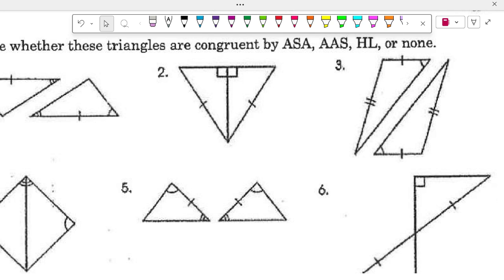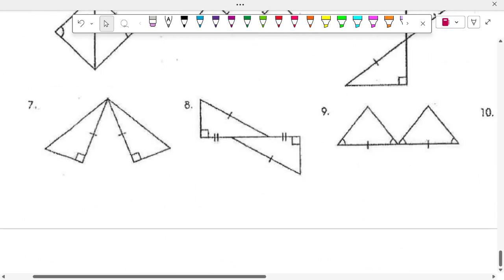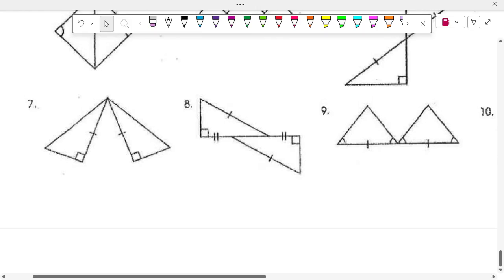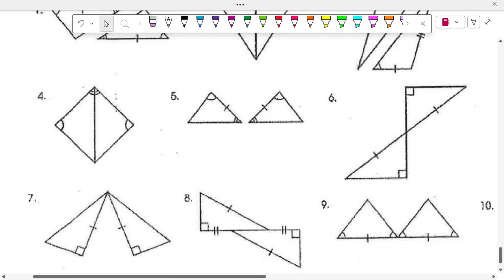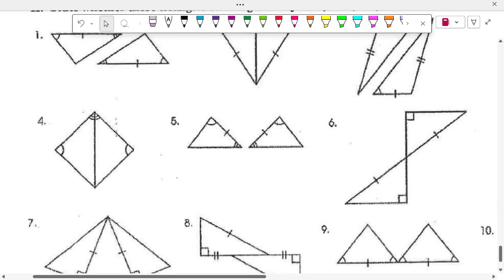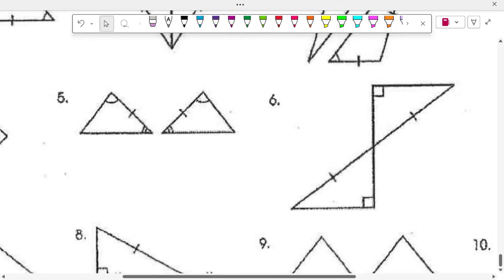All right. Last one. Let's do 6. So number 6, what do you think it is?